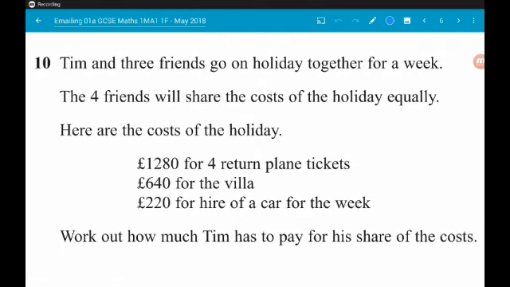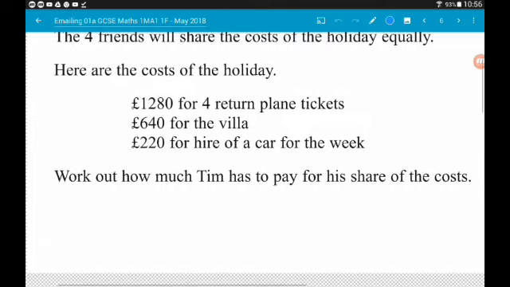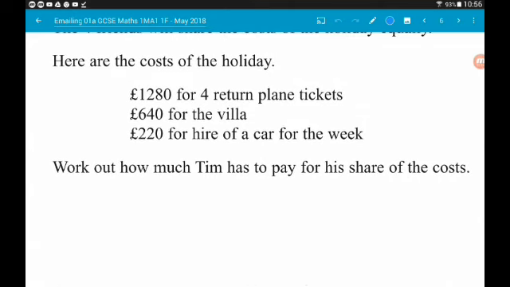Question 10. Tim and 3 friends go on holiday for a week. The 4 friends will share the costs of the holiday equally between them. Here are the costs of the holiday. So £1,280 for 4 return plane tickets, £640 for the villa, and £220 for the hire of a car for the week. We want to work out how much Tim has to pay for his share. So we need to work out the total cost and then divide that by 4.